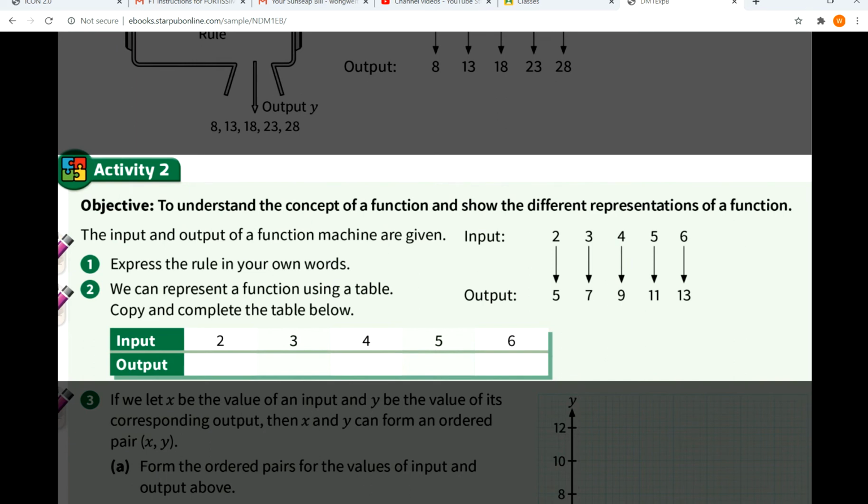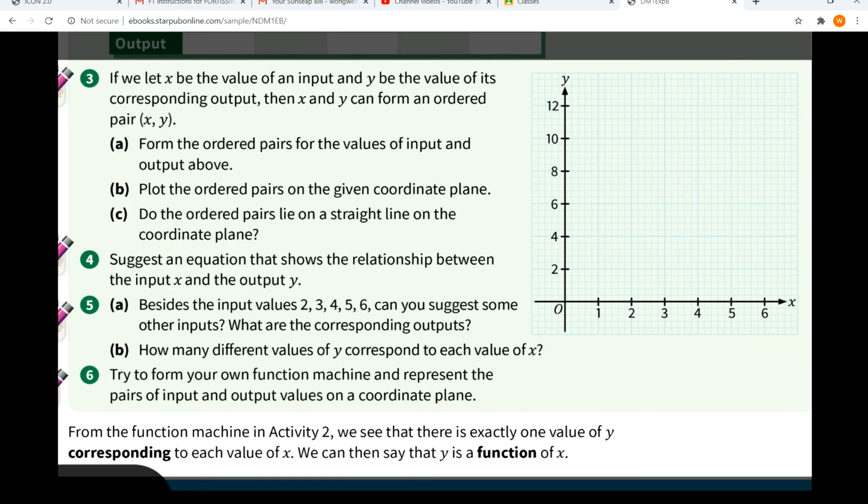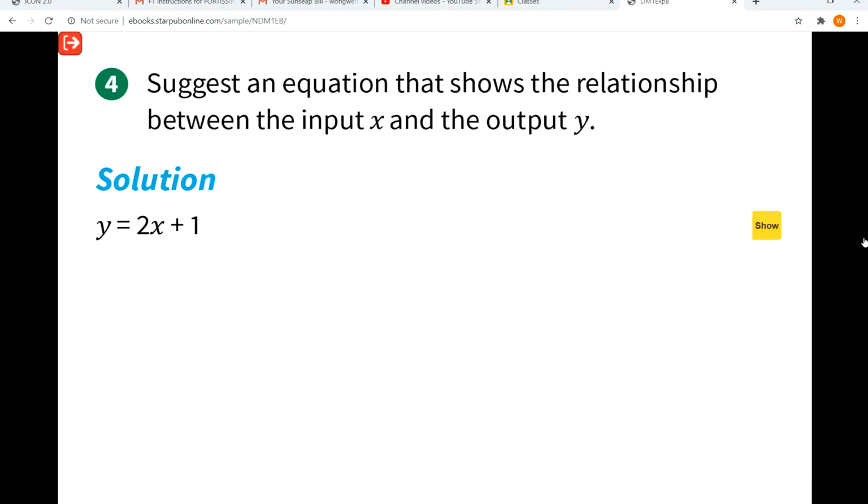Input times 2 plus 1. Okay, let's check. 2 times 2, 4 plus 1, 5. 3 times 2, 6 plus 1, 7. Oh yeah, it looks like she's right. So yes, that's the relationship. It was a guess. So here, we have output equals 2 times the input plus 1.